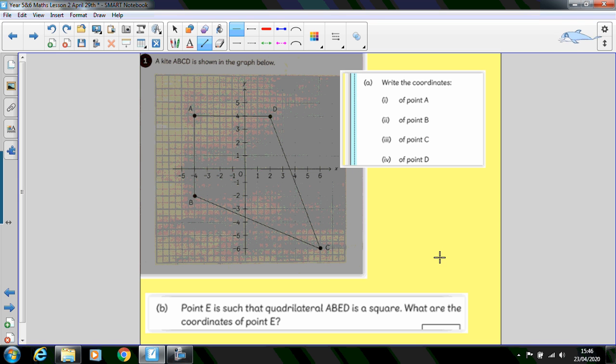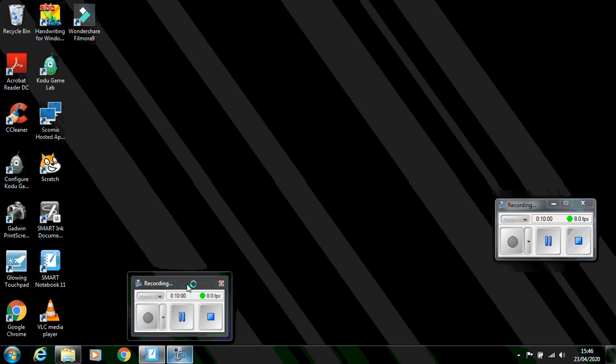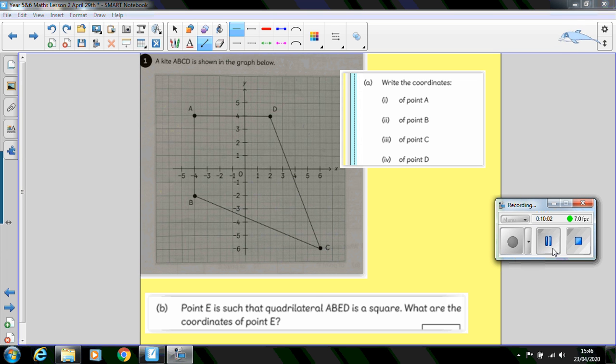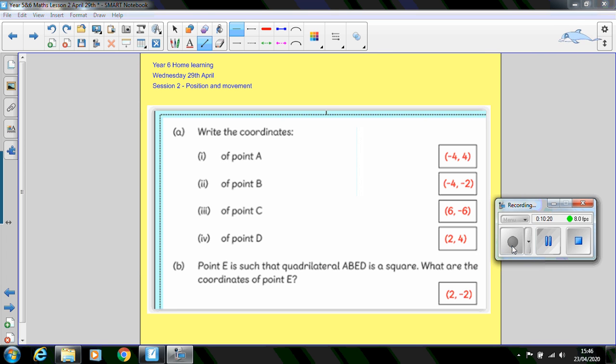This is our workbook activity. Unfortunately, I couldn't give you the 2 pages of the workbook because one of them required you to draw on the workbook itself, and we can't do that. But you can have a go at this question here. So just spend 2 or 3 minutes now having a go. What are the coordinates of all of these points? And then point E is such that quadrilateral ABED, this shape here, is a square. What would be the coordinate of point E? Have a go.